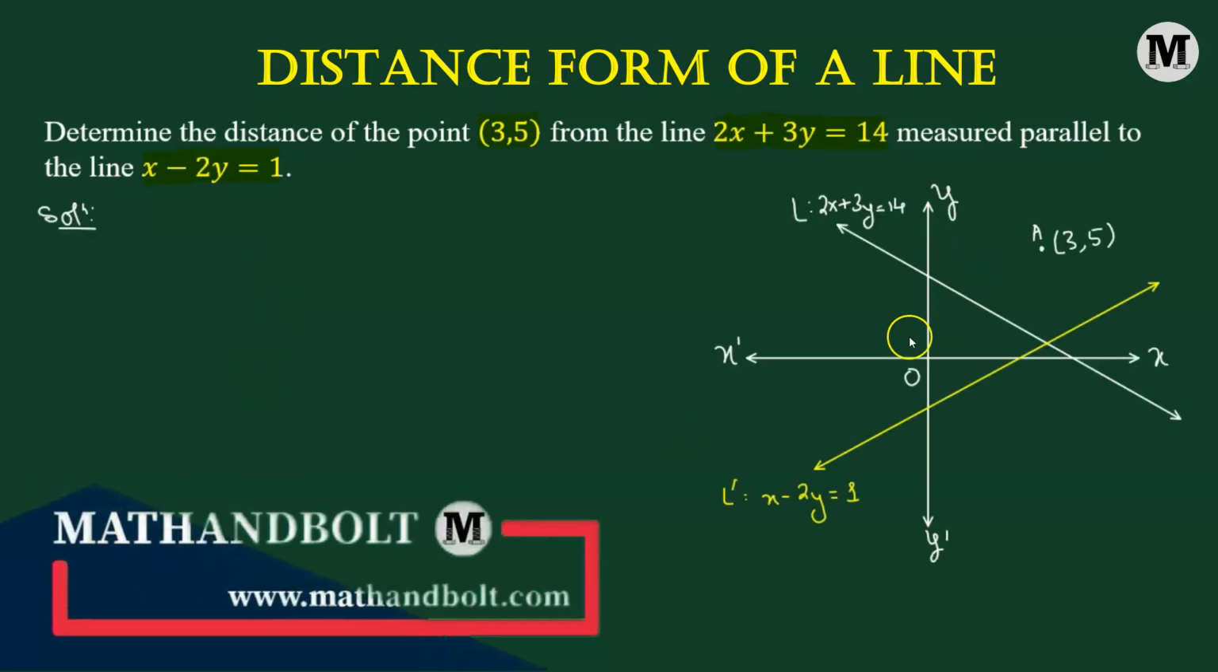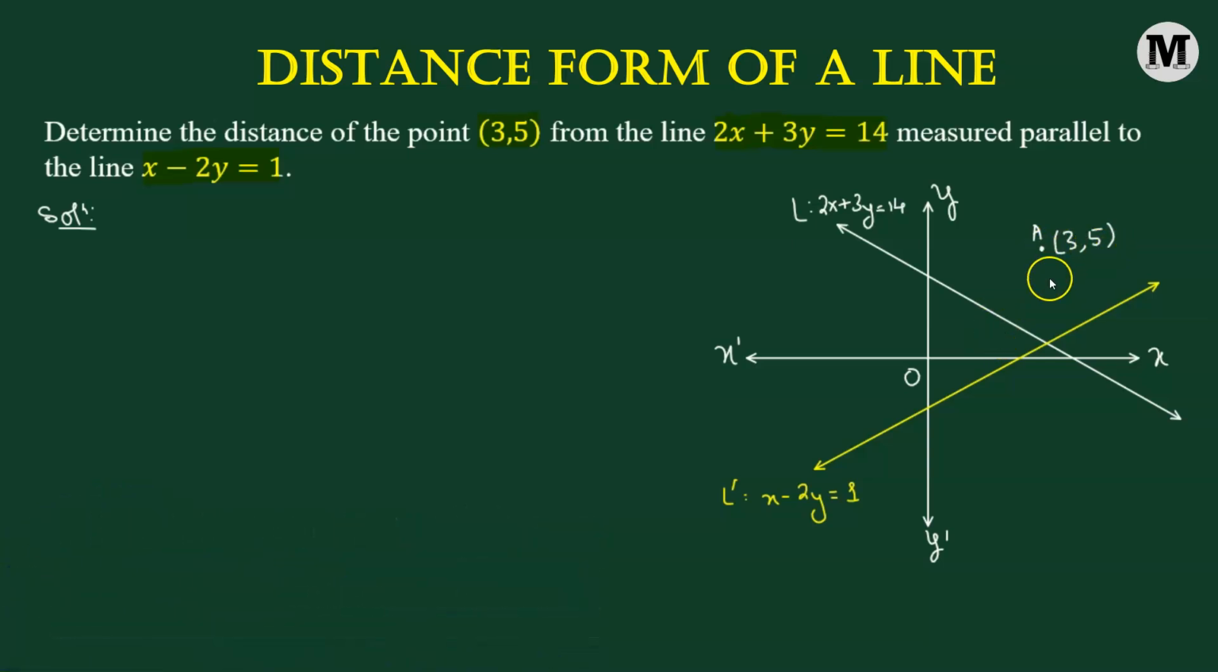So in this problem, what we have here is the point A with coordinates (3, 5). We have a line with the equation 2x + 3y = 14. That's the line L. So our goal will be to determine the distance of this point A from the line L, but it must be such that if we join point A and the line L with the help of a segment, and this line segment meets the line L at B, then AB must be parallel to another line L prime whose equation is given by x - 2y = 1.